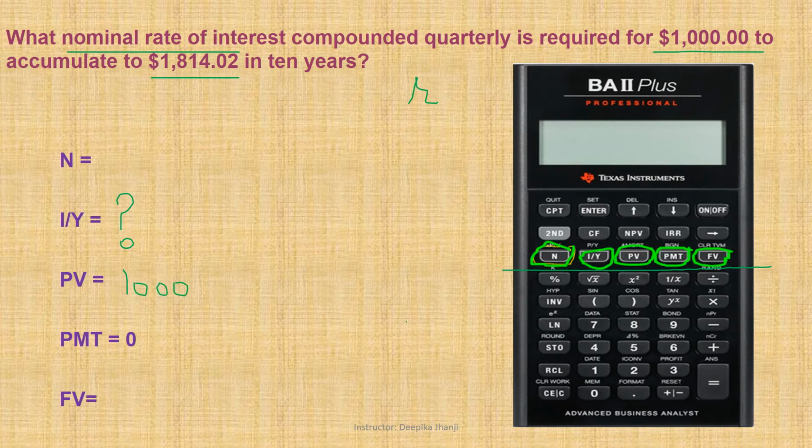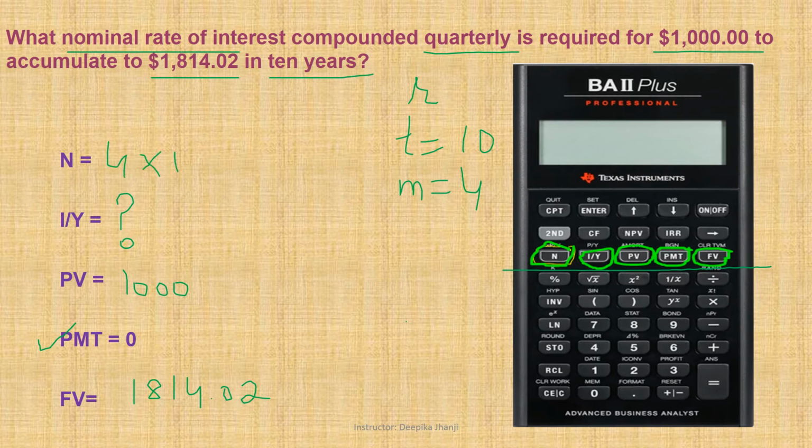This amount is future value, so we'll write down 1814.02 for FV. For all questions of compound interest, PMT should always be set at 0 because we are not making monthly payments or we are not withdrawing anything. Then value of N. Now T is 10 years and the golden word here is quarterly. So M is 4. We know N is equal to M times T. So we'll input 4 times 10 here. So this is the information we have. We need to figure out the value of IY.